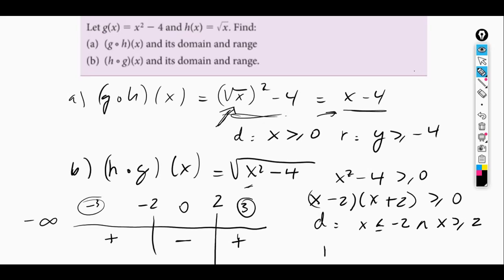Then the range is easy to determine because this is a square root and this is infinite, and so is this. If you go in this direction, you get infinite. In this direction, you get infinite results as well, but they're all going to be positive. So the lowest value is going to be 0. Therefore, the range would be all values of y greater than or equal to 0.